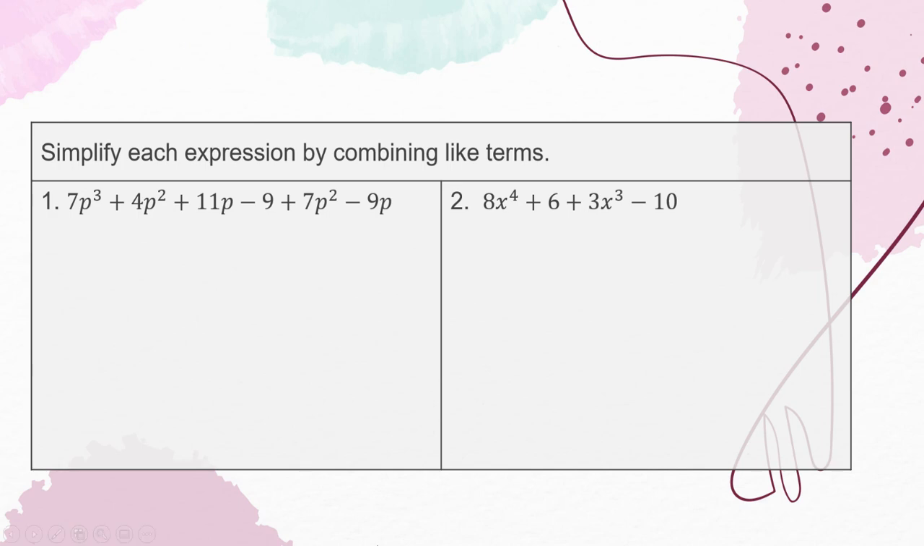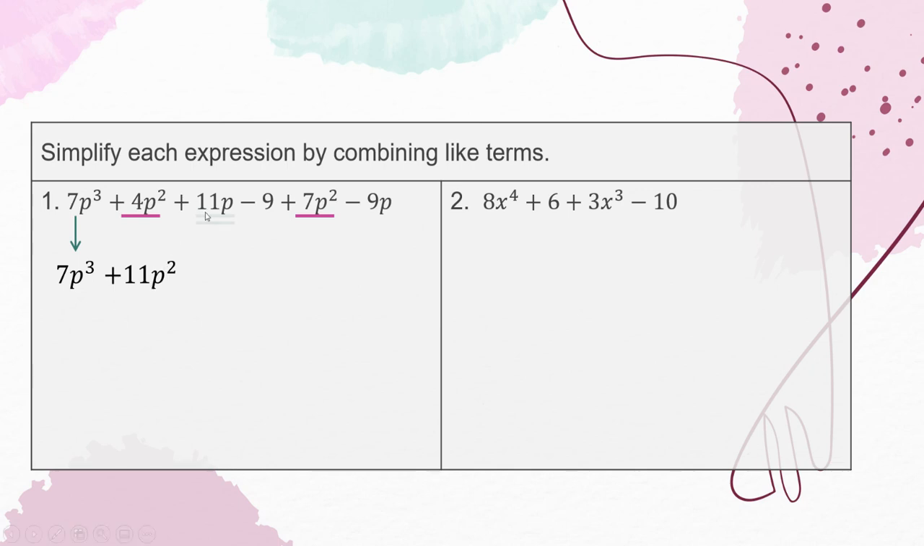For number 1, I like to look at it from left to right. The first term is 7p cubed. And I'm going to look across and see if there's any others that are p cubed. There's not, so I'm just going to bring that term down. Next, we've got 4p squared. And as you'll notice, there's also a 7p squared. Since they have the same variable with the same exponent, we combine them by adding their coefficients. 4 plus 7 gives us 11, and we keep the variable part. So those combine to give us 11p squared.